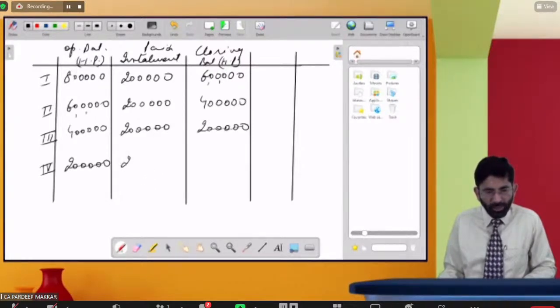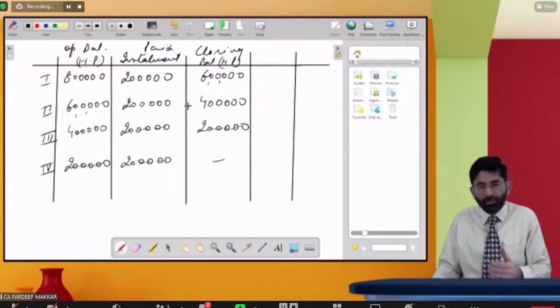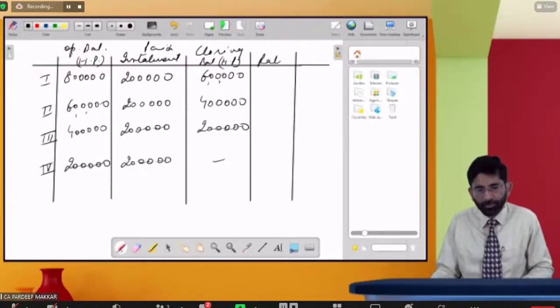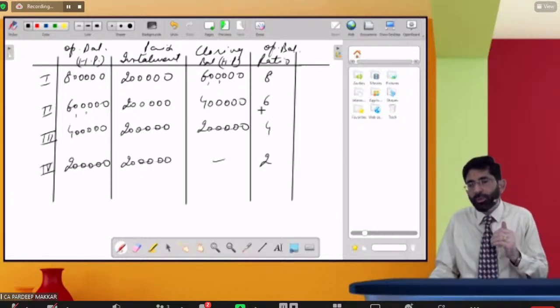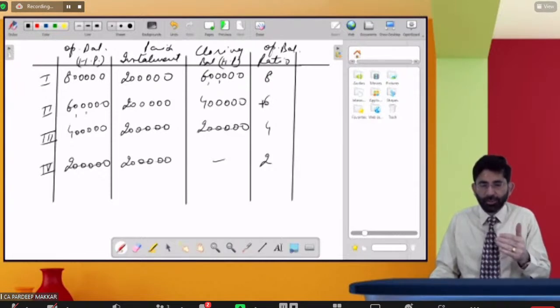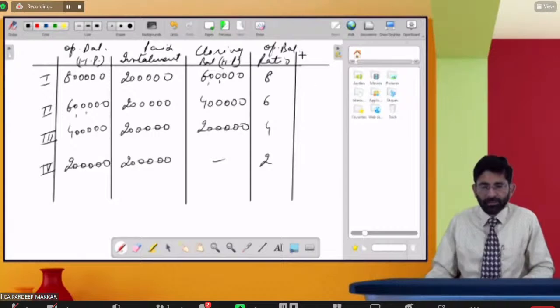Installment paid 2 lakh and closing balance is nil. So you have to calculate the ratio now. Ratio of opening balance. So opening balance is 8642 and the ratio will become accordingly 8642. Whatever is the total amount of interest will be divided in this ratio, it may be taken as 1, 2, 3, 4 as per your choice, and interest will be allocated accordingly.